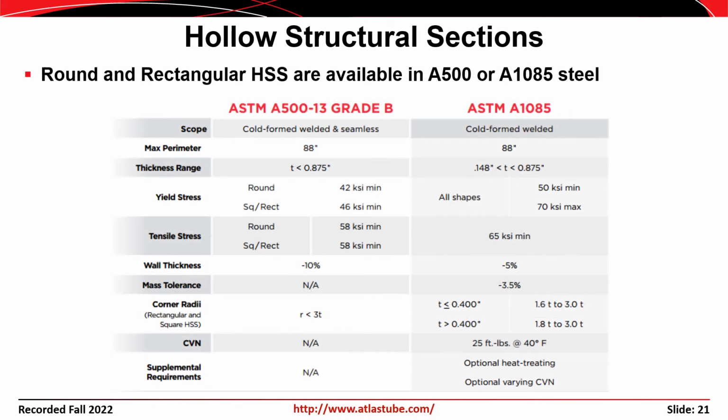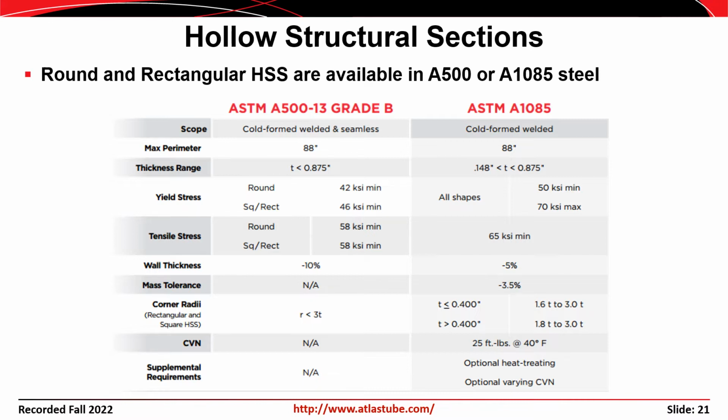There are a couple of different grades of material for tube steel or hollow structural sections. You have A500 grade B, or you have ASTM A1085. And this is a bit of a change. If you're looking at older textbooks or older editions of the manual, they might not have the 1085 steel in there.